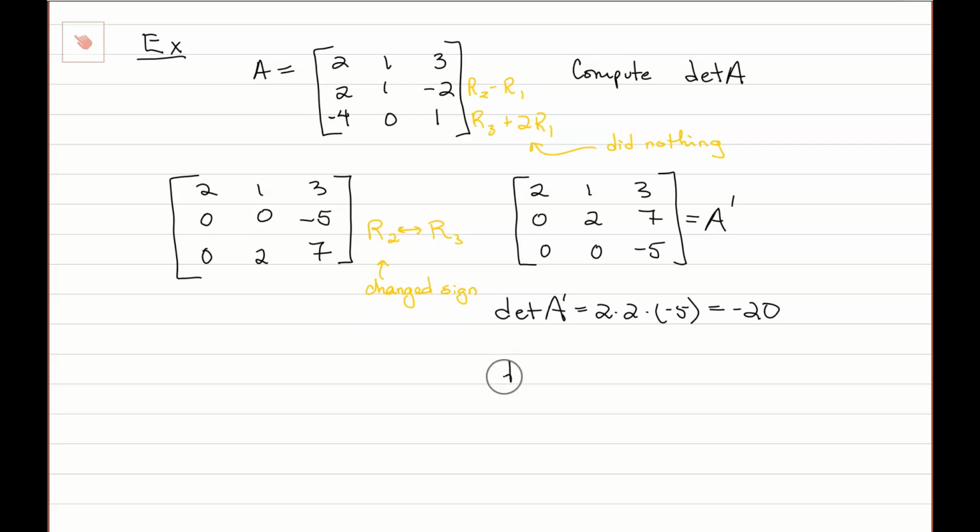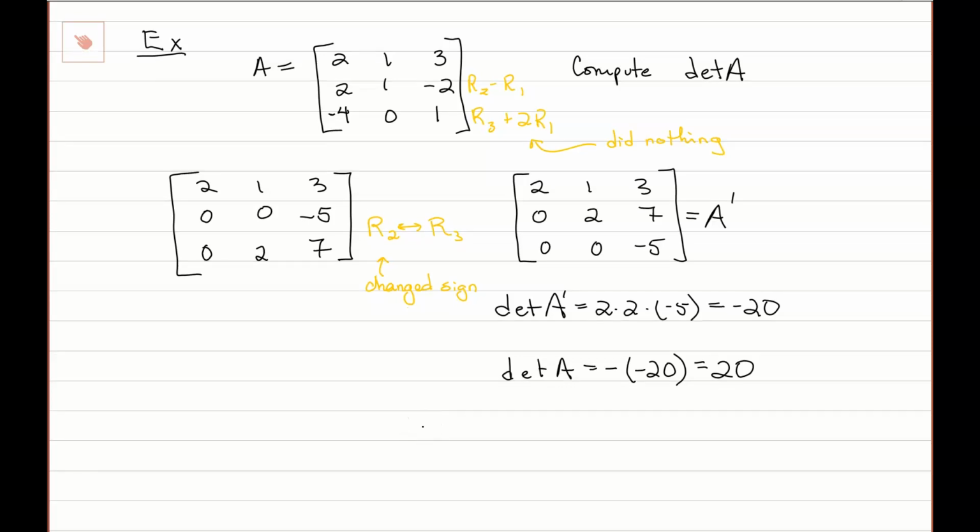So that means the determinant of A prime is the negative of the determinant of A. So the determinant of A is 20. Sometimes a few clever uses of row operations can save a lot of cofactor calculations. So always be on the lookout for those.